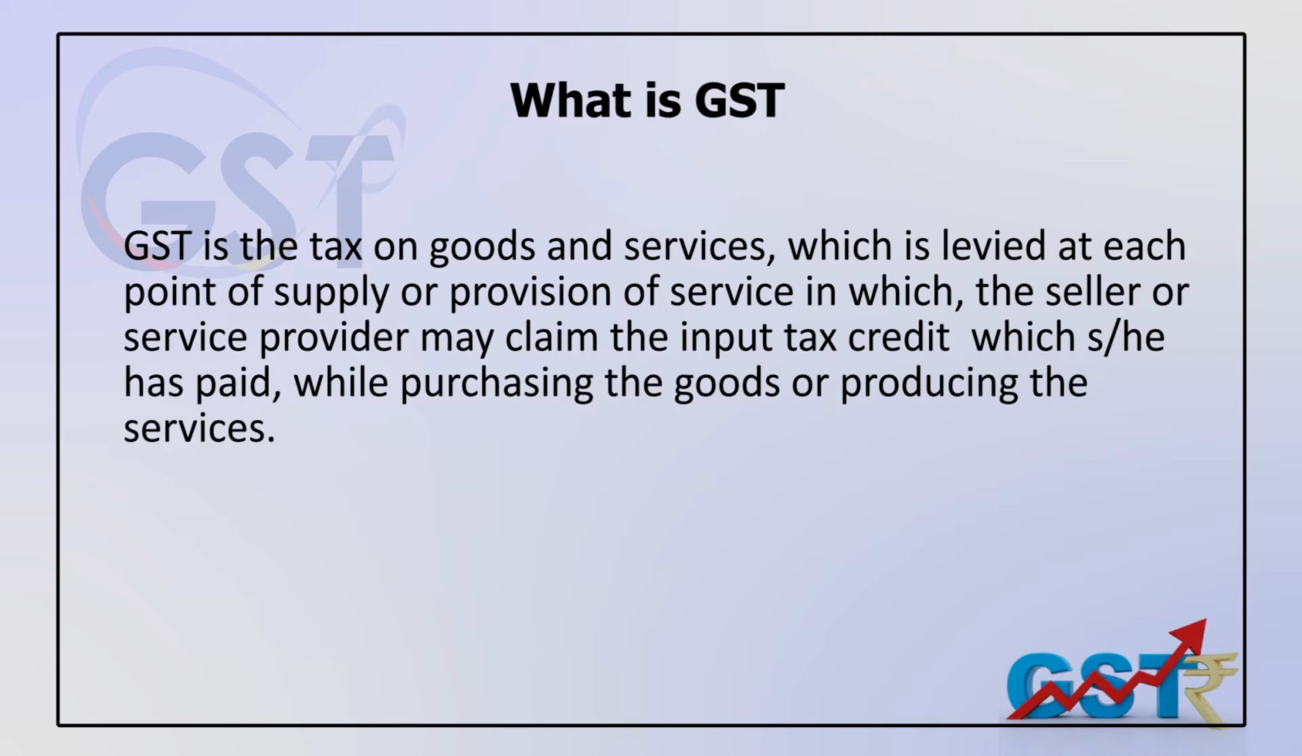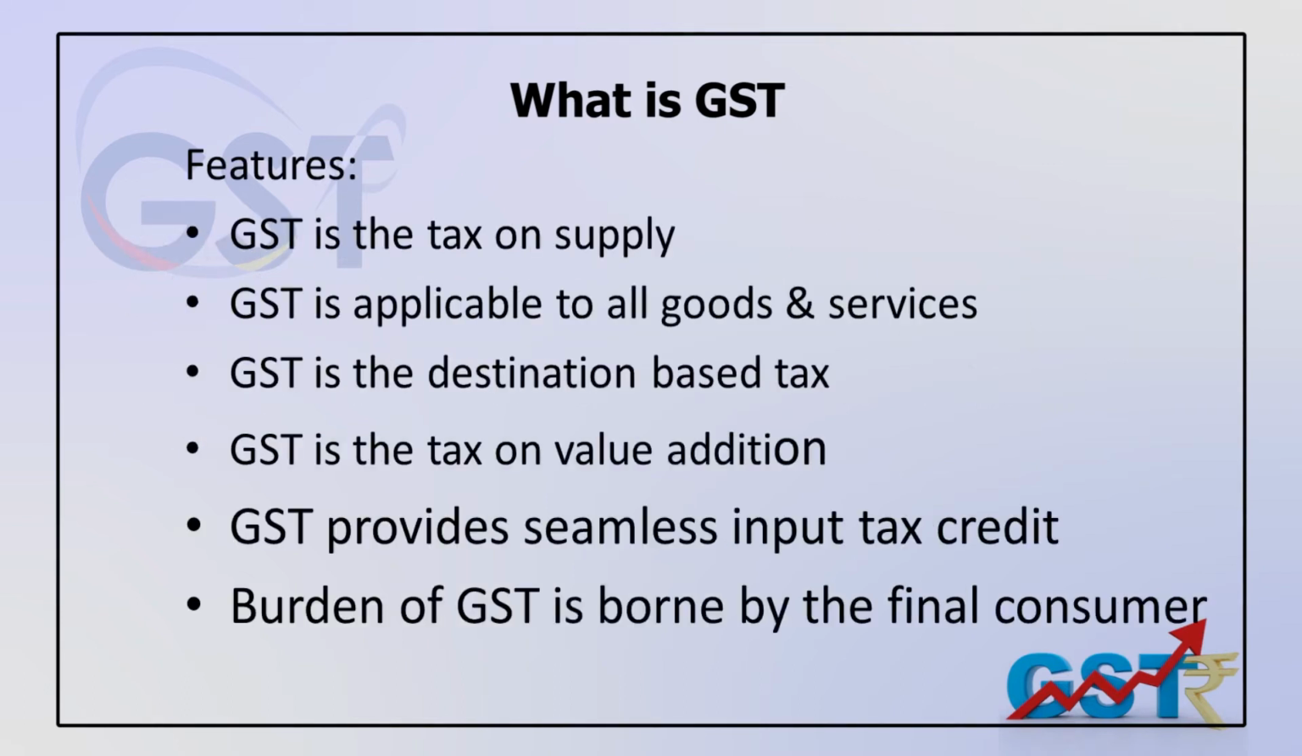And if you analyze the definition of GST, you can find the features. The important features of GST: GST is a tax on supply. Remember it. We do not use sale or purchase here; the term used is supply. GST is applicable to all goods and services. All goods and services are to be taken into consideration. GST is a destination based tax.